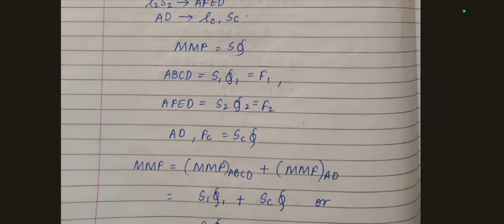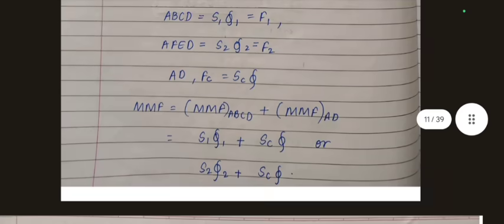MMF is equal to S into phi, same formula. So now here MMF we are taking of the A, B, C, D block. So it will be S1 phi 1, and we will denote it by F1, force 1. And AFED is S2 phi 2, denoted by F2. Then AD, which is of center, FC will be equal to SC phi, because phi 1 plus phi 2 is phi. So here we have to total the MMF: MMF of ABCD plus MMF of AD.